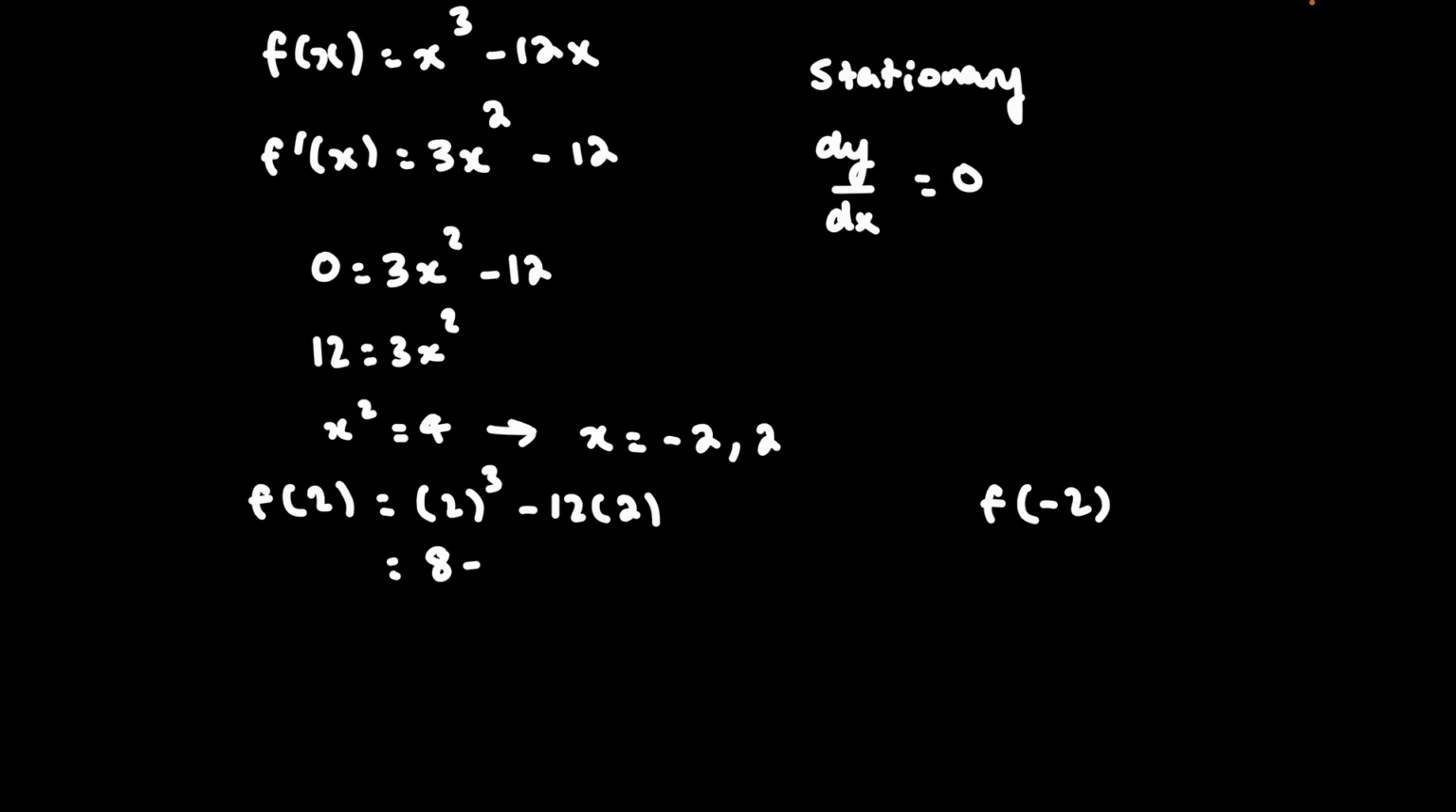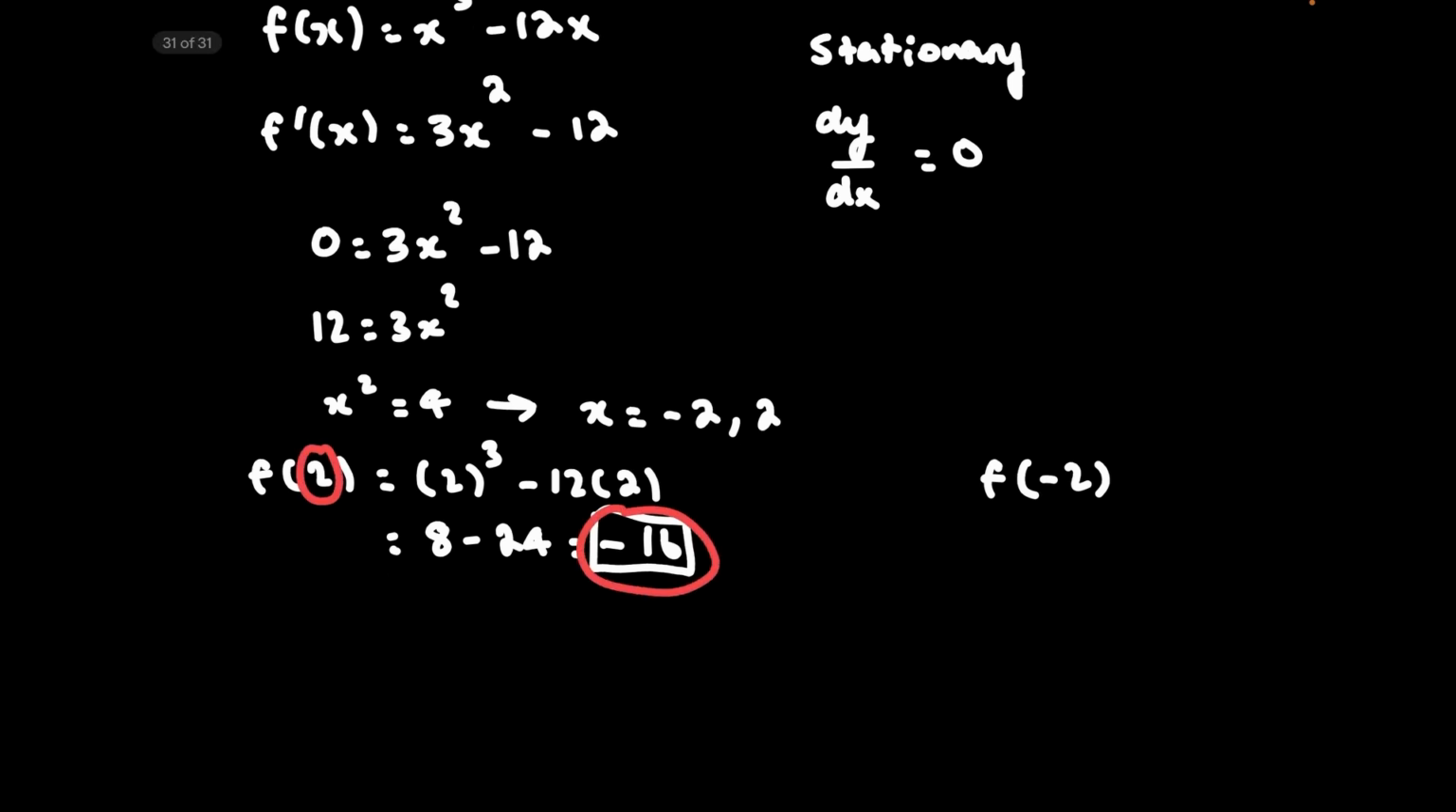And that would be equal to 8 minus 24, which is equal to minus 16. So the coordinates for this function will simply be (2, -16).